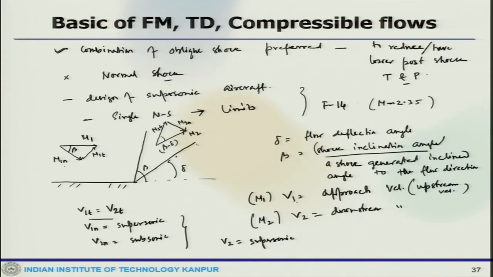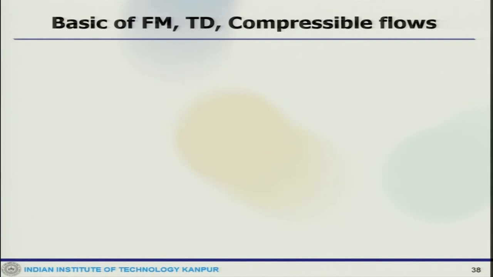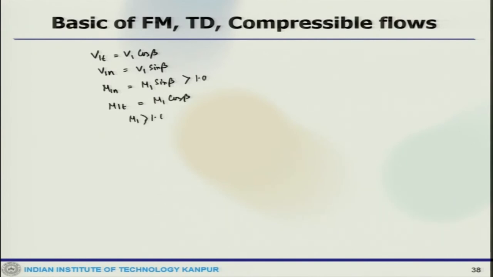Now what one can write is that V1t is V1 cos beta, V1n would be V1 sin beta, and then M1n is M1 sin beta, which would be greater than 1, and you have one tangential component which is M1 cos beta, and M1 is supersonic, which is greater than 1. So these are, using the velocity triangle, one can easily write this.